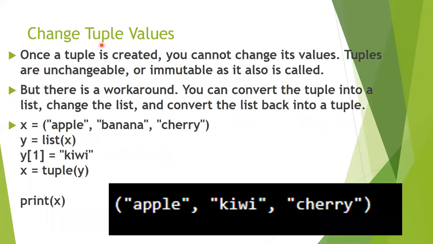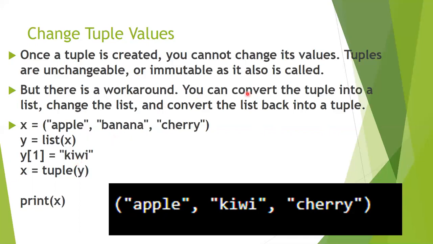Next is changing tuple values. For example, if we want to write kiwi instead of banana, the values of a tuple are immutable, meaning not changeable. So we can't write x[1] = "kiwi". It will show an error. But there is another workaround.